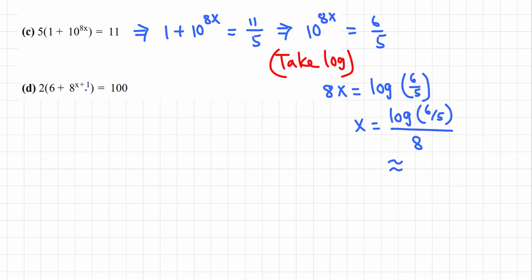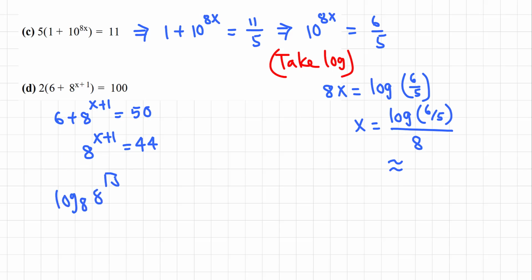Same as part C, divide by 2. So 6 plus 8 raised to x plus 1 equals 100 divided by 2. It's 50. Then there is a plus 6, so subtract 6 from both sides. So 8 raised to x plus 1 equals 50 minus 6, 44. Now this is base 8. We can take log base 8, but log base 8 of 8 to something is just that something. It jumps to the front. But then we have to take log base 8 on the right side as well.